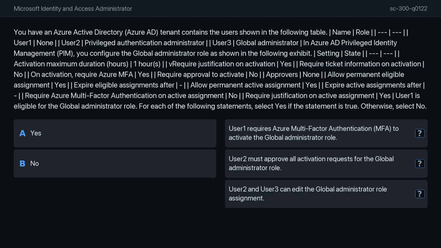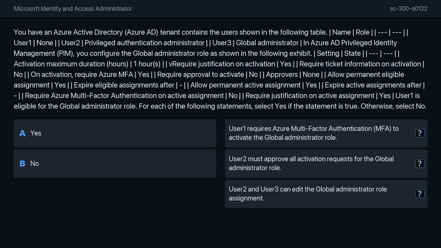Row 5, Require approval to activate, no. Continuing the settings table. Row 6, Approvers, none. Row 7, Allow permanent eligible assignment, yes. Row 8, Allow permanent active assignment, yes. Row 9, Require Azure multi-factor authentication on active assignment, no. Row 10, Require justification on active assignment, yes.